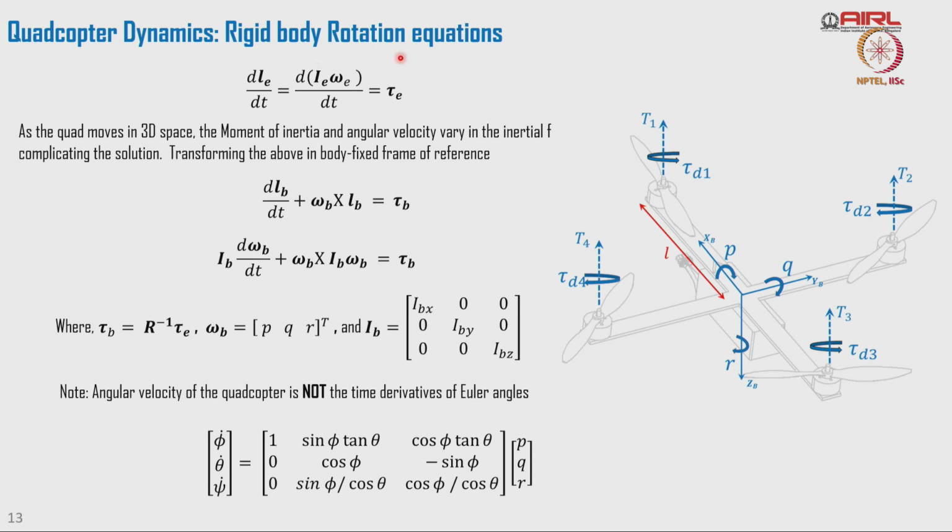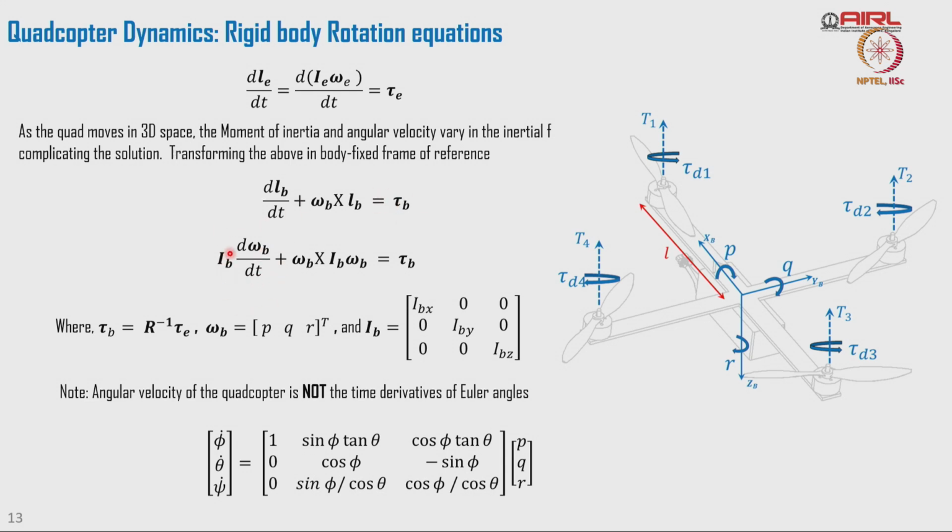So, if you look at the rigid body rotation equations, dL_E by dt is equal to d(I_E omega_E) by dt, which is equal to tau_E, where subscript E represents the inertial frame. As the quad moves in 3D space, the moment of inertia and angular velocity vary in the inertial frame, which makes this solution complicated. Transforming the equation into the body frame of reference, you can write dL_b by dt plus omega_b cross L_b is tau_b.